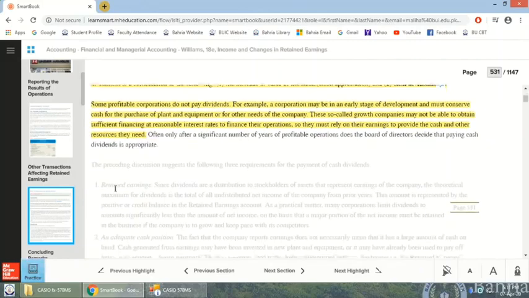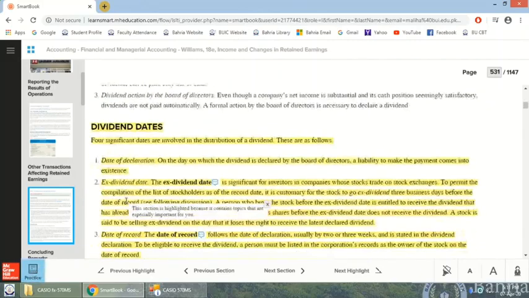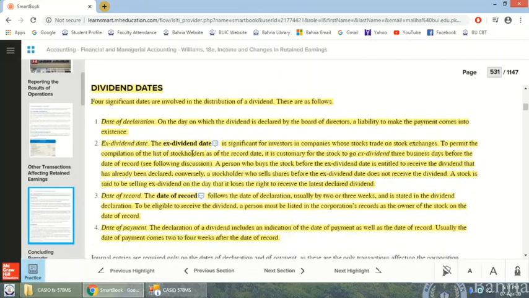Cash dividends, I think we've amply done that. Okay, this is the concept of the ex-dividend date. It is significant for investors and companies whose stock trades on stock exchanges. I've discussed that there's a date at which companies would declare the dividend, and then there's a record date. This would be after the date of declaration, usually by 2 or 3 weeks, and is stated in the dividend declaration. To be eligible to receive the dividends, a person must be listed in the corporation's records.